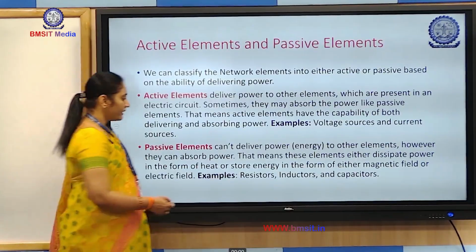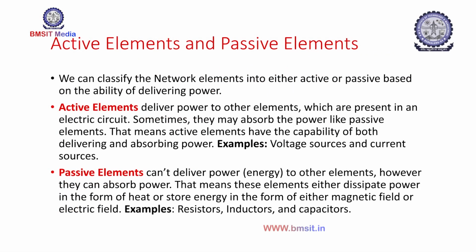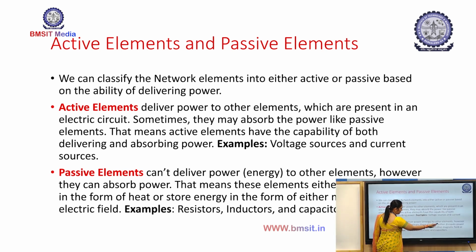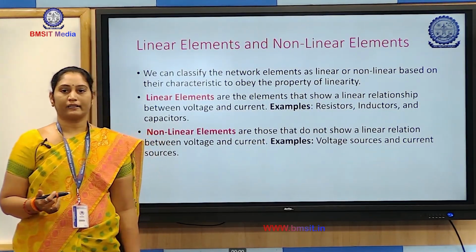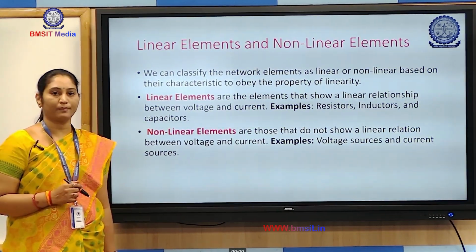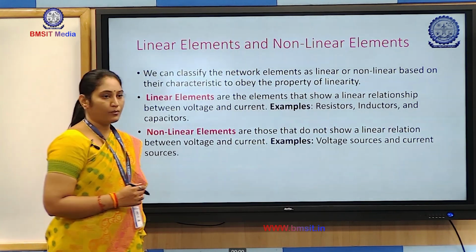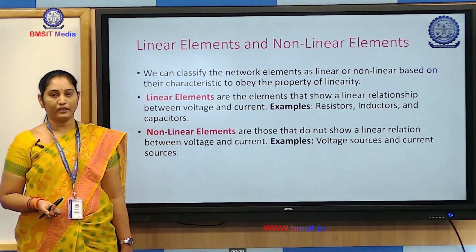For example, if the element dissipates the power in the form of heat, we refer to that element as a resistor. When the element stores the energy, we refer to it as an inductor or capacitor. This is the classification of the active network and passive network based on the elements which are active and passive. Now, we'll move on to the next type of network, that is linear network and non-linear network.